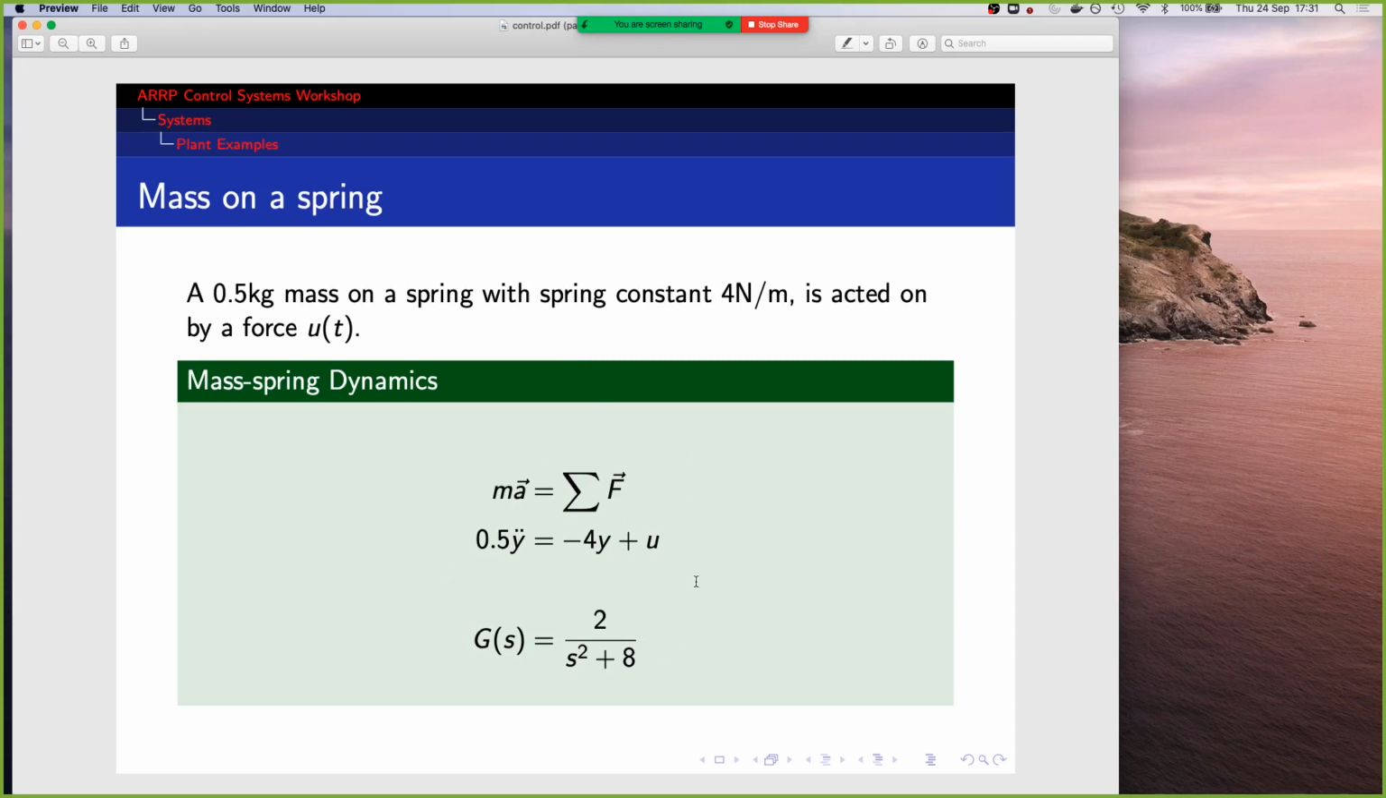And here's how we would define the transfer function. Here's our equations of motion, F equals ma, and then here's our force, our acceleration, so 4, this is our spring constant term, and this is our driving force. And then we can just apply the Laplace transform, rearrange that, and get our plant transfer function in the form of output over input.